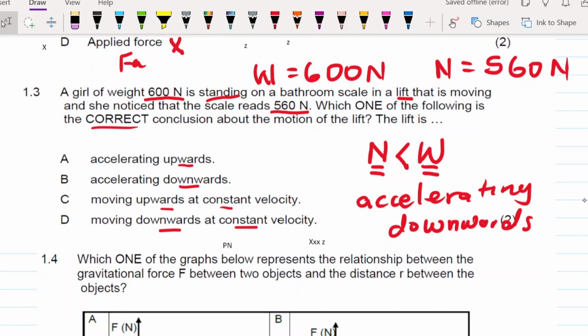So that is what you know from your previous example. So let's look at the options. Option A, accelerating upward, no. Accelerating downwards, yes. Moving at a constant velocity, no, because if it was moving at a constant velocity, the reading of the scale is supposed to be equal to the weight. So moving downward at a constant velocity, no. So the only option we have is option B. So every time you have a problem like this, just apply this knowledge. Now let's move to the following question.